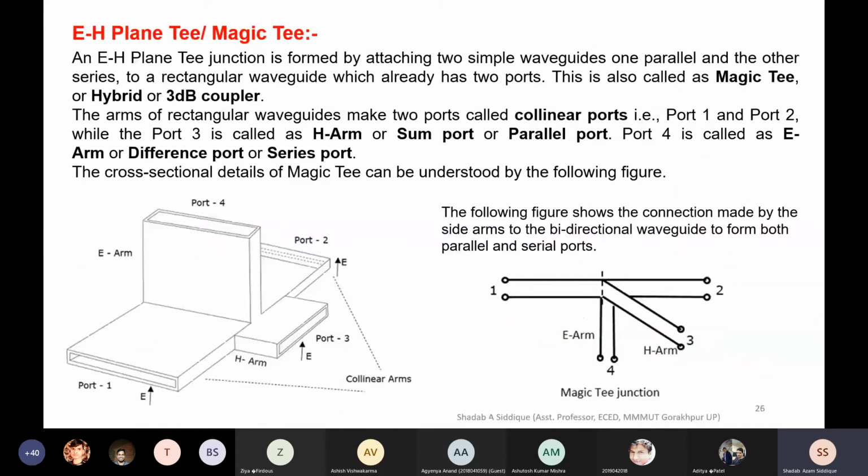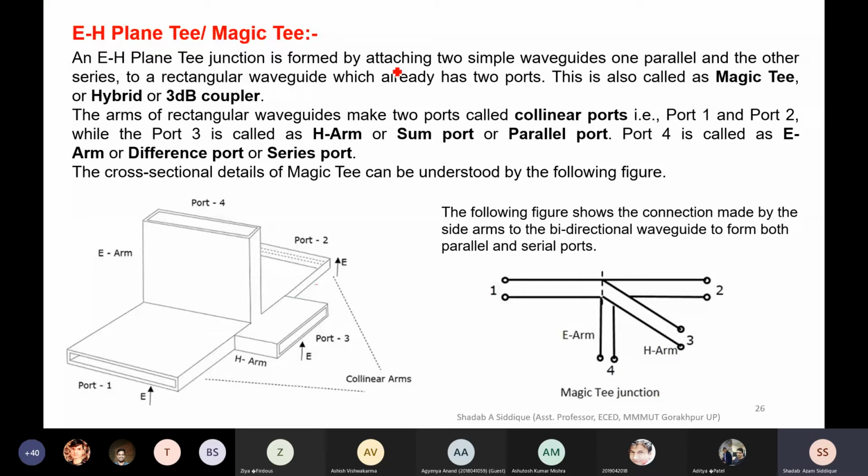Now next we have the EH plane T, also called a magic T. Why the magic T is called by this name, we will see. We have the E plane T and the H plane T, and in the EH plane T both configurations are there. If we remove this side arm, the H arm, it looks like an E plane T, and if we remove the E arm, it looks like an H plane T. If you combine these two, this is called the EH plane T.